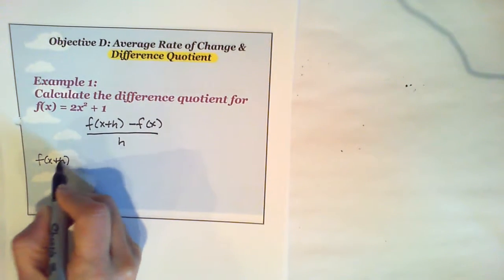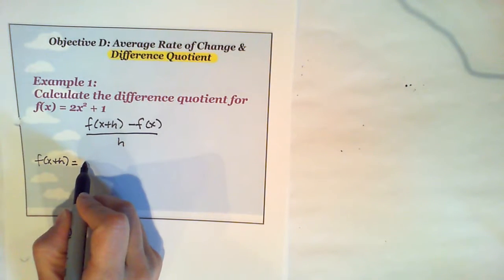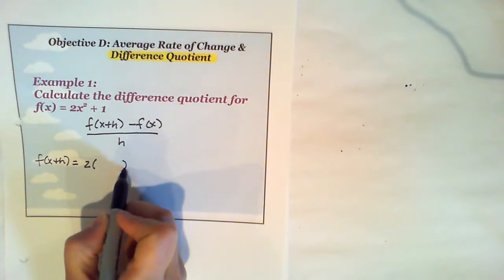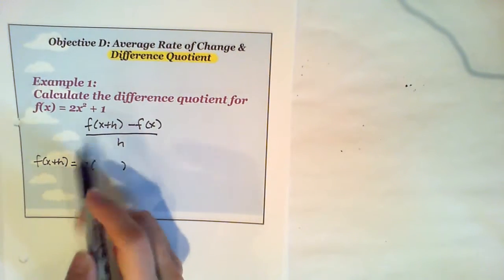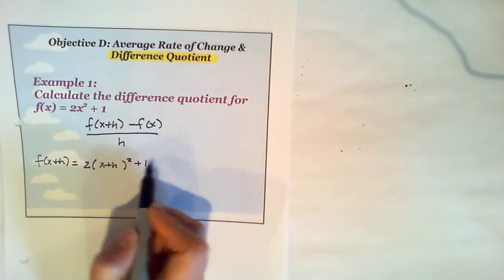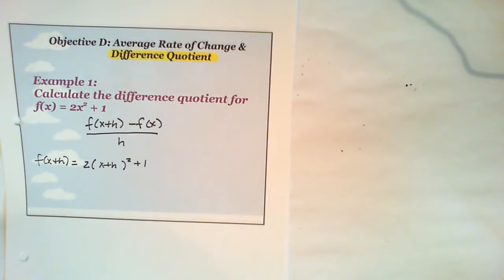So I have to plug x plus h into my function. So f of x plus h equals 2, parenthesis, I'm going to use like a filler. So wherever I see an x, I have to put in x plus h, and it's still squared plus 1. So that's f of x plus h. And we can simplify that, and we're going to have to expand our binomial or use FOIL.